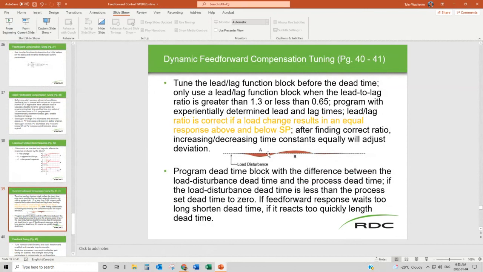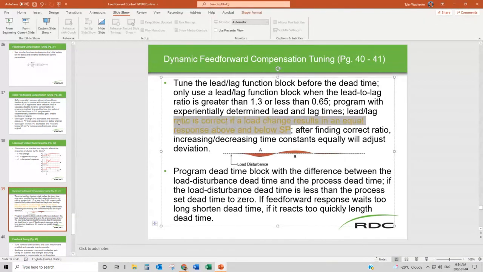Oh, goodness. Again, mentioning this just because there's a lot of reading in there, but long story short, tune the lead lag function block before the dead time and only use the lead lag function block when the lead to lag ratio is greater than 1.3 or less than 0.65. We're going to program it with experimentally determined lead and lag times. And how we know if we're getting things right is if a load change results in an equal response above and below the set point.